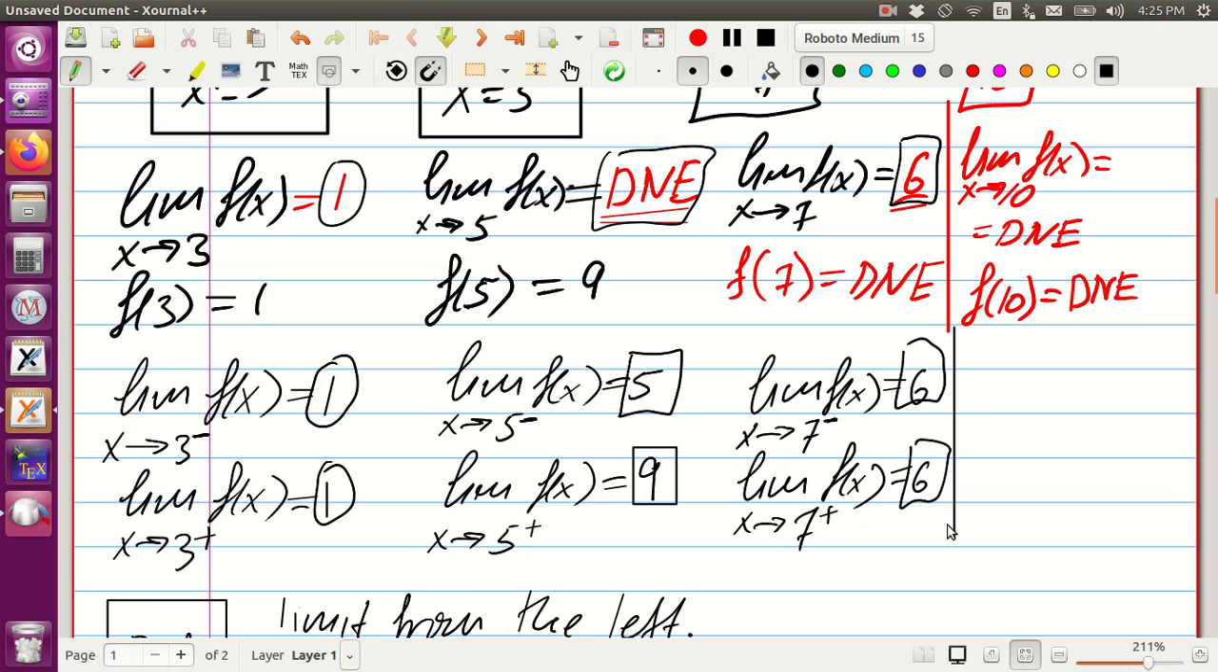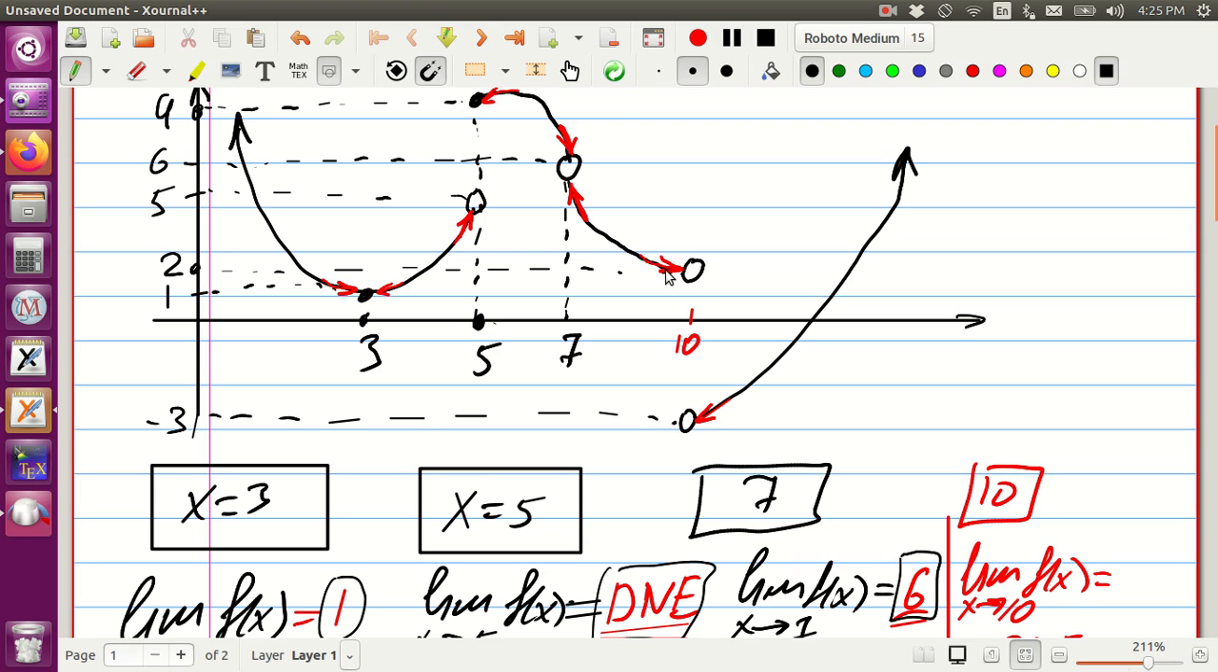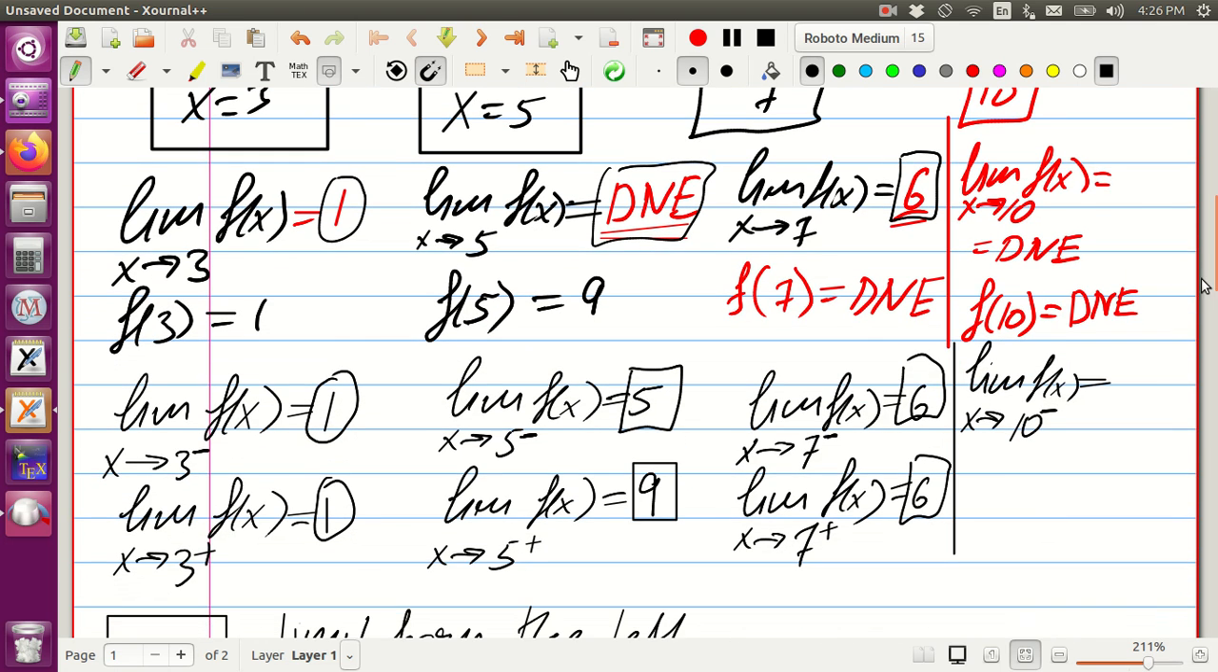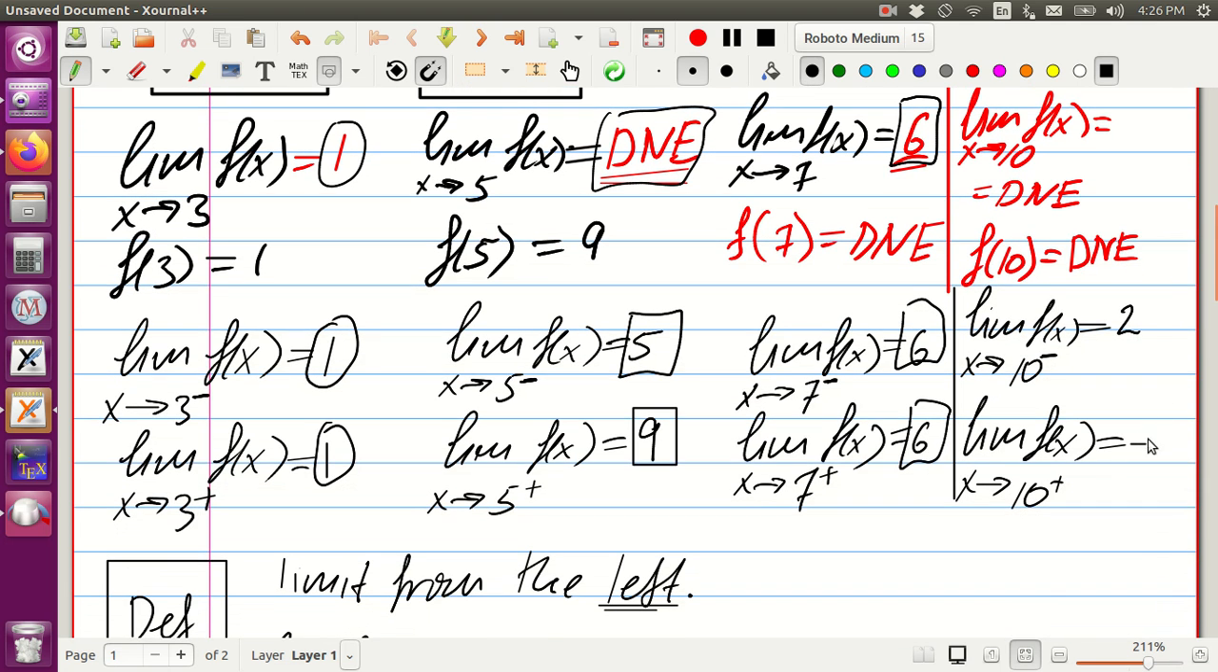All right, so the last part is limit of f of x when x approaches 10 from left. So when we approach 10 from left, we're moving towards 2, right? So we say 2. And the last limit that we're going to do is when x approaches 10 from right. So let's look. When we approach 10 from right, we're moving over here. So we're moving towards 3, actually negative 3. So we'll say minus 3. And look, this limit does not exist, and this number is different from this number.